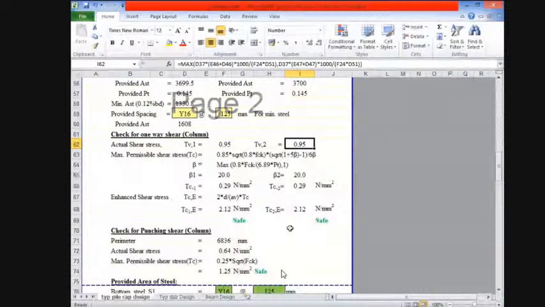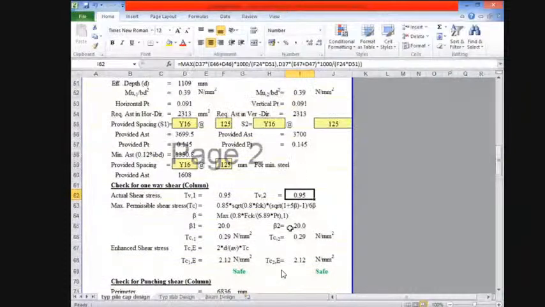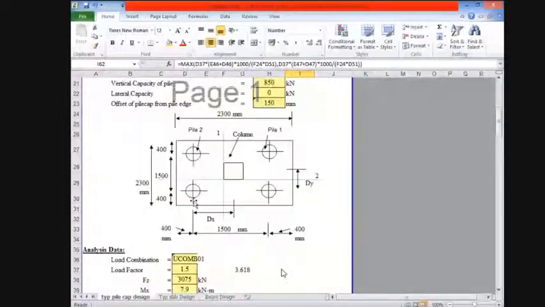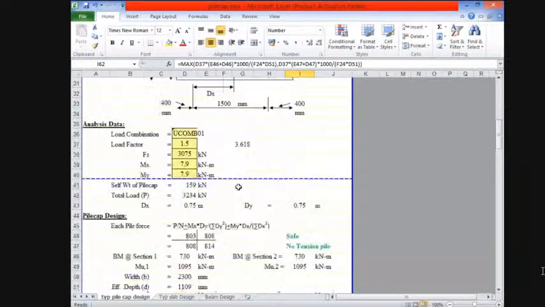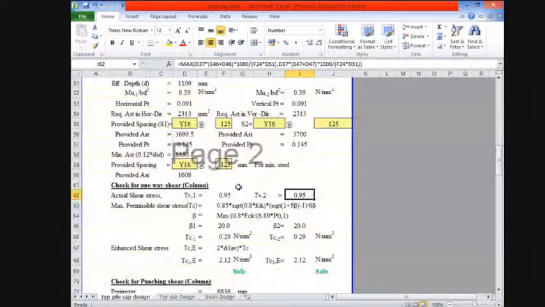Why have they mentioned it for the pile cap? Since all the load coming from the column goes directly to the pile, it may not go to the pile cap. That's why the code itself suggests you can enhance your shear stress. So you can enhance it, there is no need to go for more shear stress, and you can reduce your thickness also.